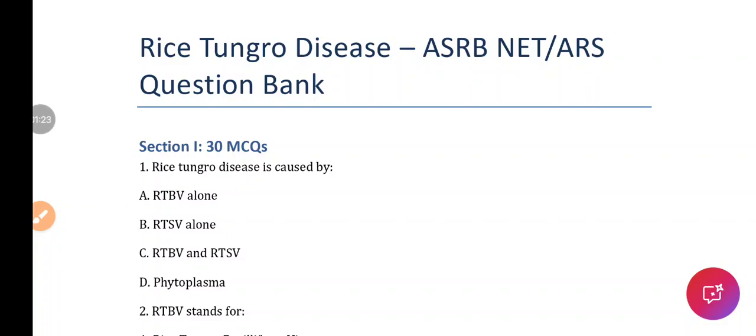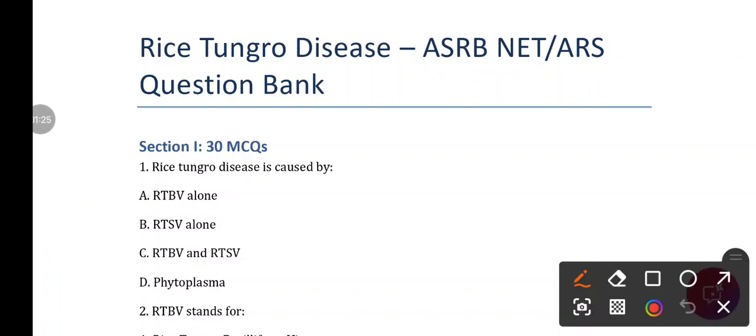Question number 1: Rice Tungro disease is caused by. The options are: A, RTBV alone; B, RTSV alone; C, both RTBV and RTSV; and D, phytoplasma. So this is caused by both RTBV and RTSV. We will describe it in the later questions.